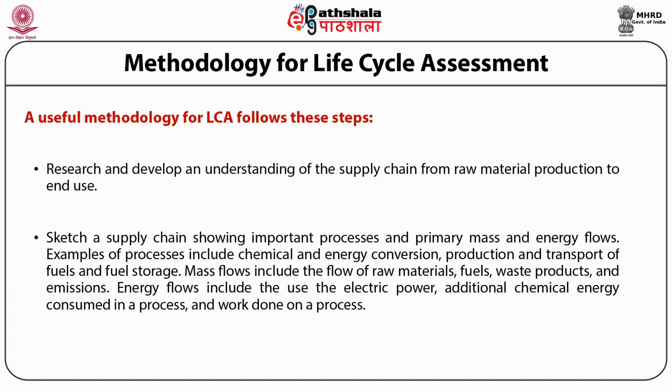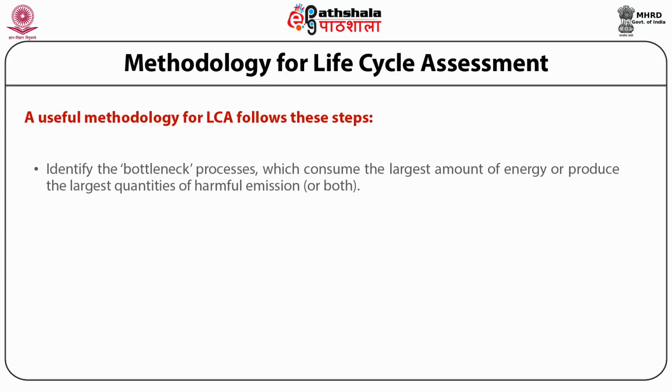Mass flow includes the flow of raw materials, fuels, waste product, and emission. Energy flows include the use of electric power, additional chemical energy consumed in a process, and work done on the process. Third, identify the bottleneck processes which consume the largest amount of energy or produce the largest quantities of harmful emissions, or both.